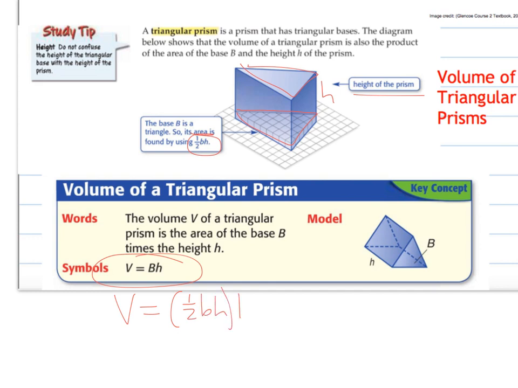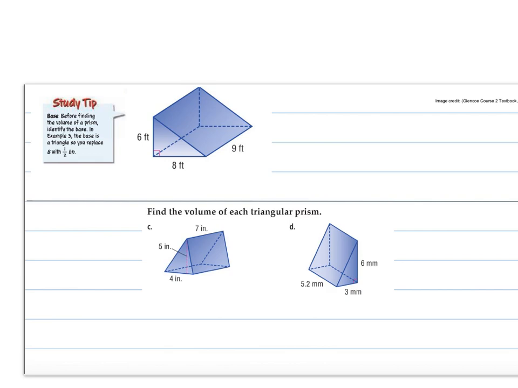So you're going to generally see me do this. I'm going to make that H capitalized just so I can keep knowing the difference, like they said, that study tip, between the height of the triangle and the height of the prism. Those are two different heights. So let's try some of these.